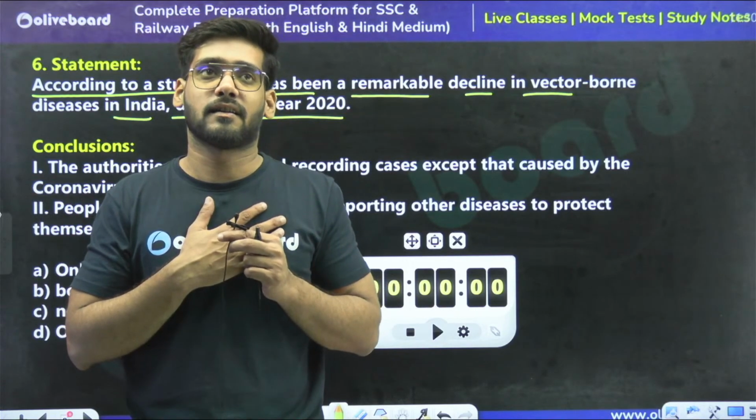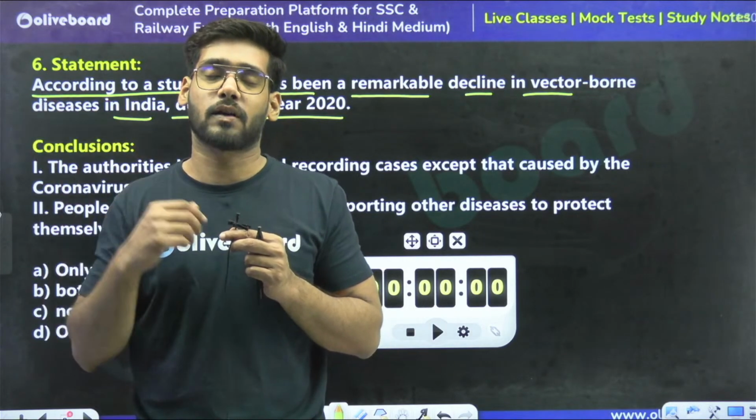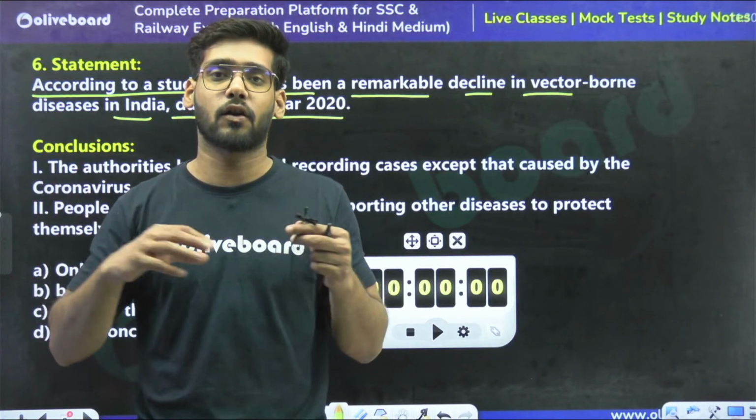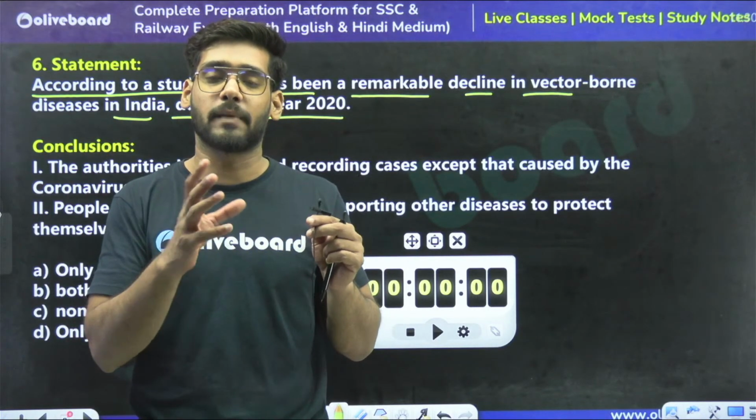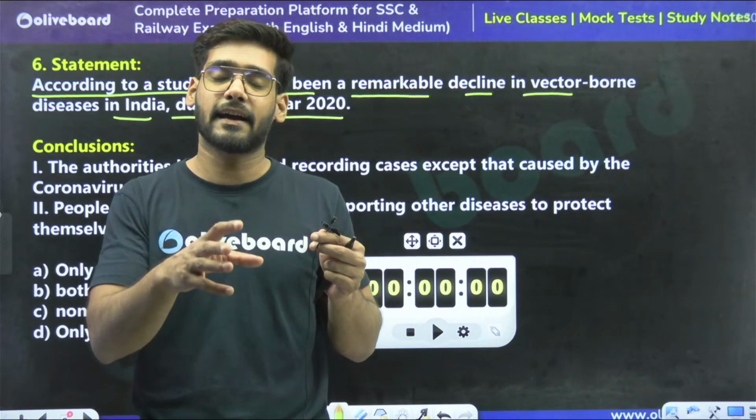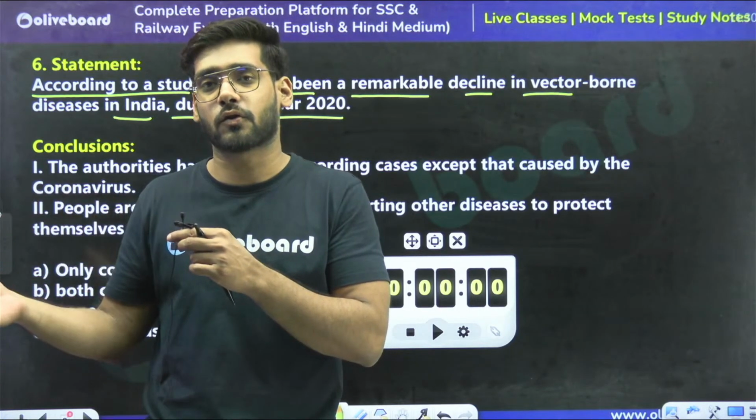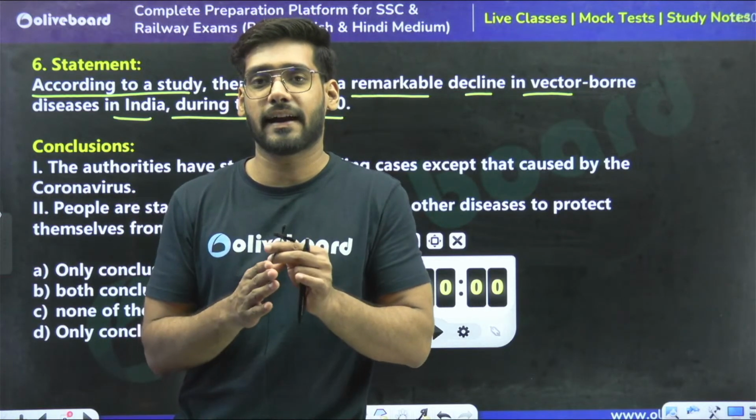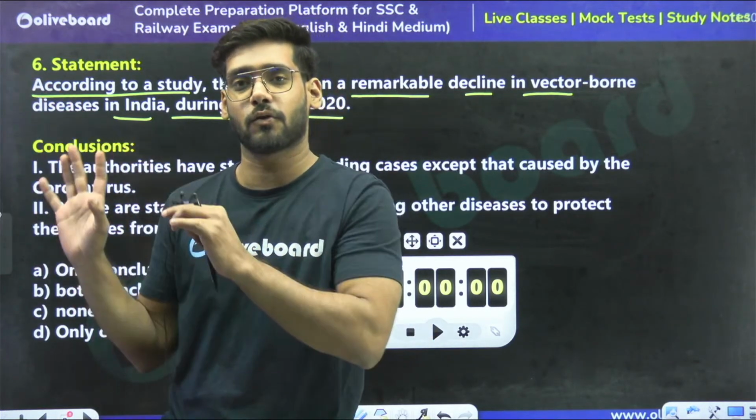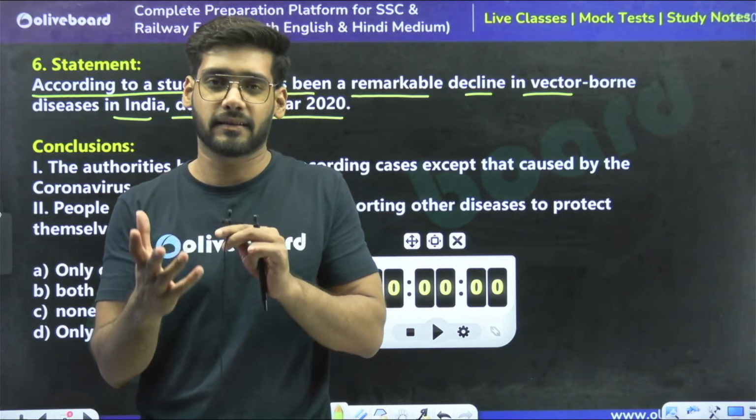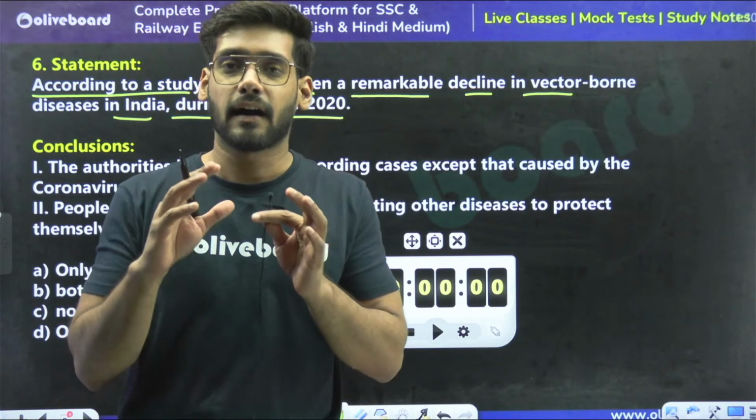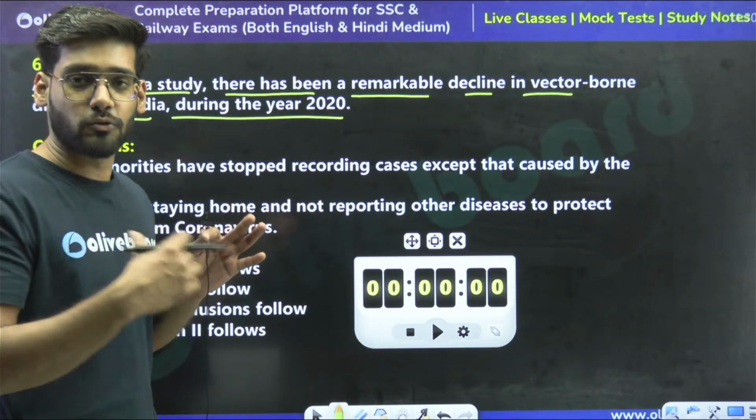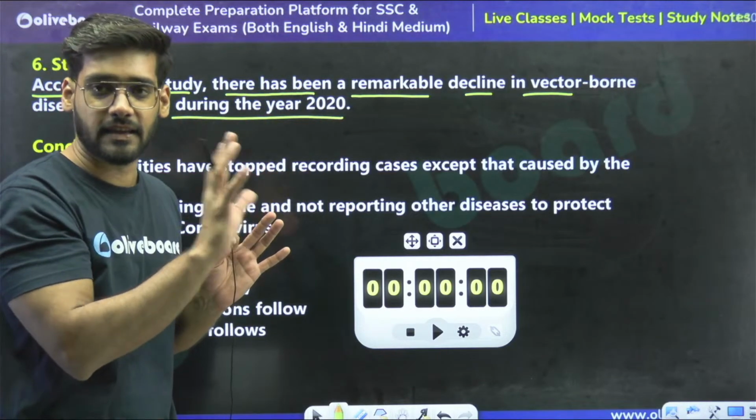Someone might say, sir, in 2020 there was corona, and maybe malaria and dengue were compromised because of corona. We are not supposed to think like this. We are not allowed to flow in the emotions. We are supposed to think according to what is given in the statement.